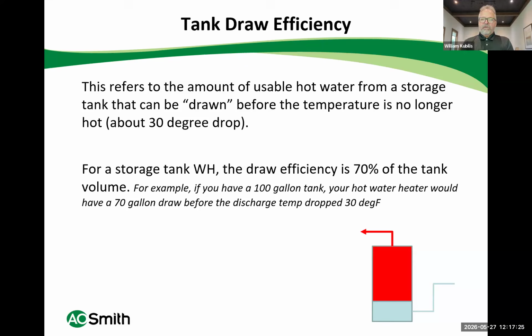You can improve the draw efficiency by mixing a tank, which having circulated water will improve the draw efficiency to 80%. So anyhow, if I needed 70 gallons of hot water for a dump into a tank or into a sink or whatever, I would need a 100-gallon water heater.